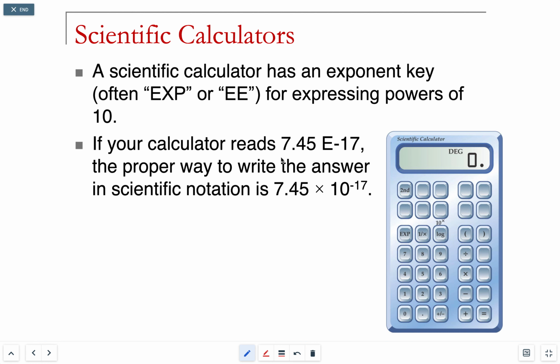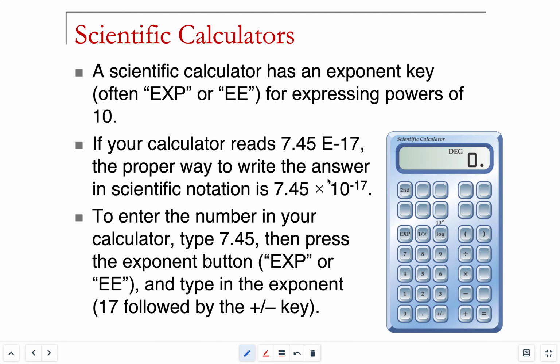For example, if your calculator reads 7.45 e minus 17, what that means, the e means times 10 raised to the power of minus 17. To enter this number in your calculator, the way you would do it is you put in 7.45, hit the EXP or the EE button, and then put in 17. There's a number of ways of doing it. You can either put 17 followed by that, or go ahead and put that in first and then 17. But either way, you need to get used to learning how to do this in your own calculator.